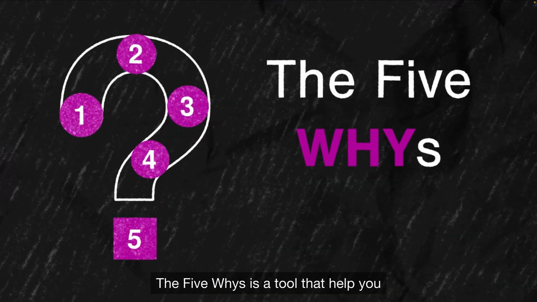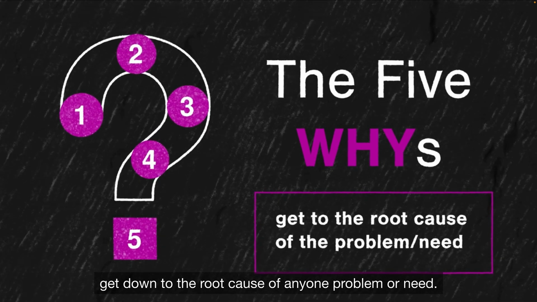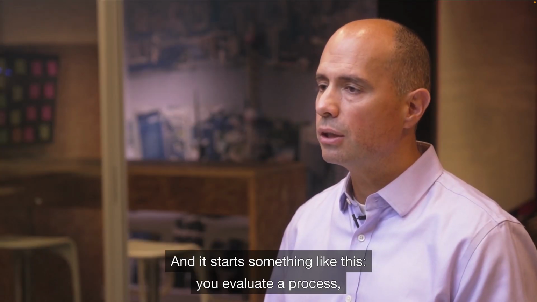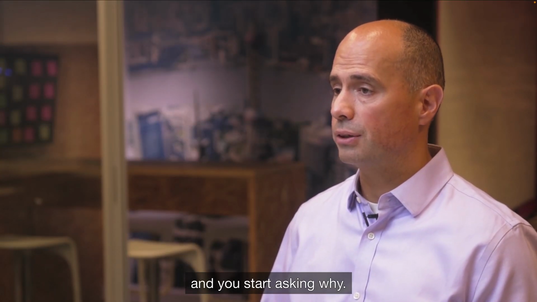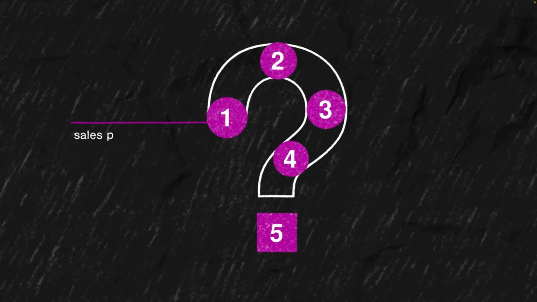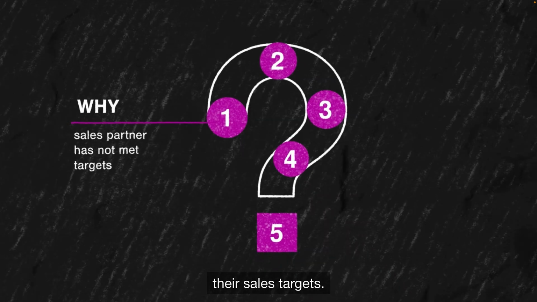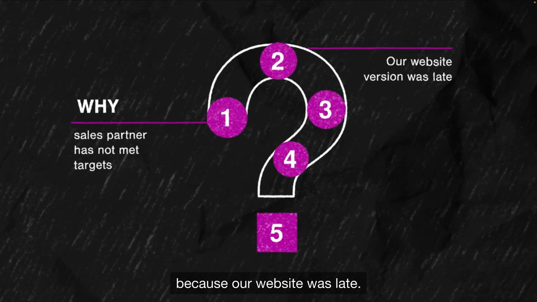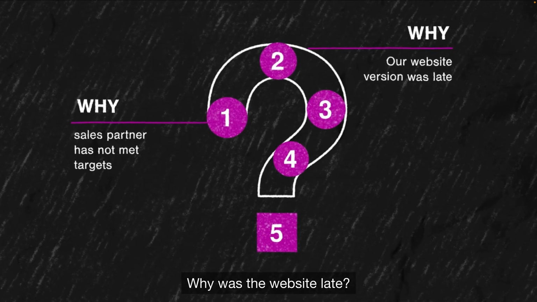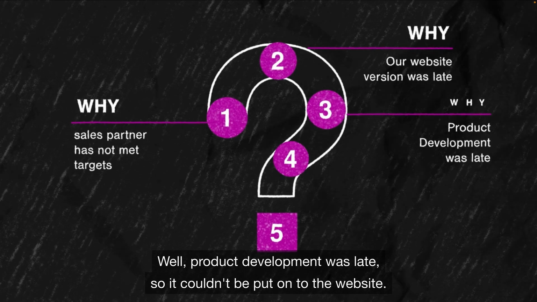The 5 whys is a tool that helps you get down to the root cause of any one problem or need. And it starts something like this. You evaluate a process and you start asking why. So for example, our sales partner has not met their sales targets. Why? Well, because our website was late. Why was the website late? Well, product development was late, so it couldn't be put onto the website.